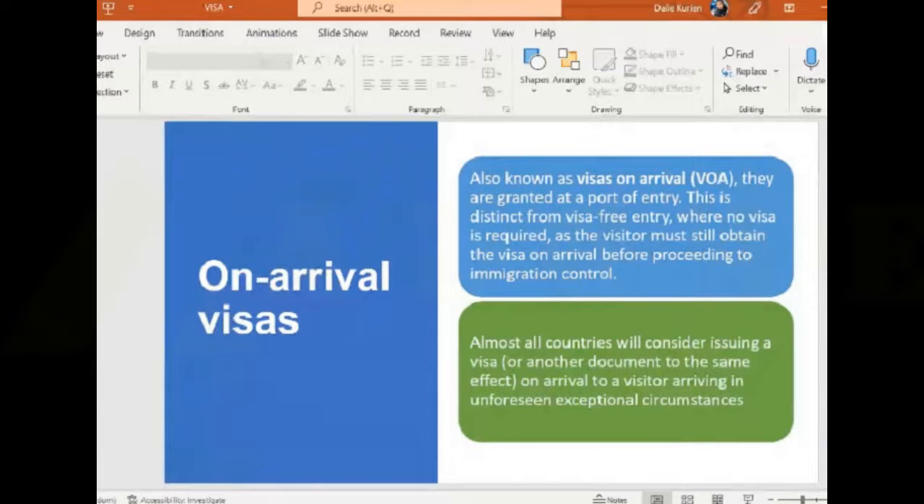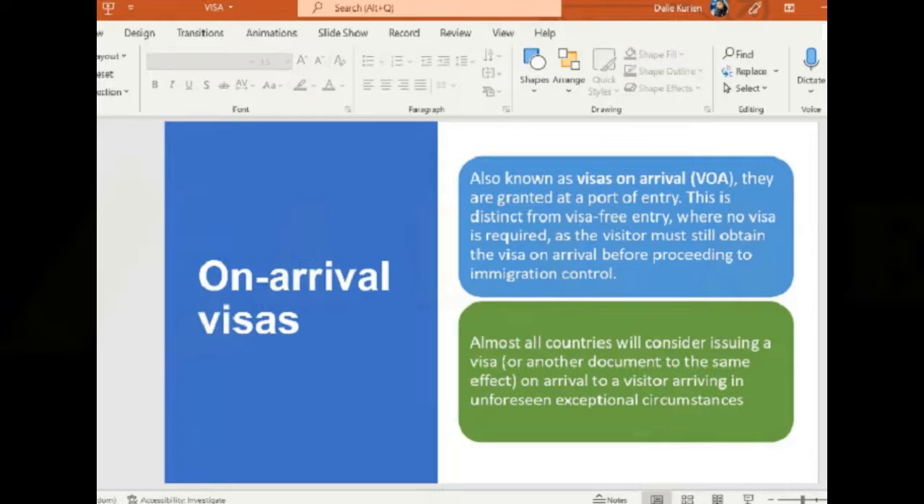Now, on-arrival visas. India is also giving on-arrival visas. A visa on arrival is the kind of visa where you will not get a visa beforehand. You can buy a visa once you enter the country. So once you come to India, there is a process where you can buy a visa on arrival. Still, the immigration needs to stamp it, but that's a different case. You need to collect your visa, and only then could you be allowed to go to immigration. So that's how the process takes place.